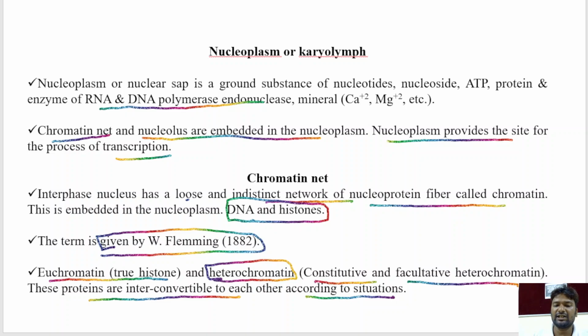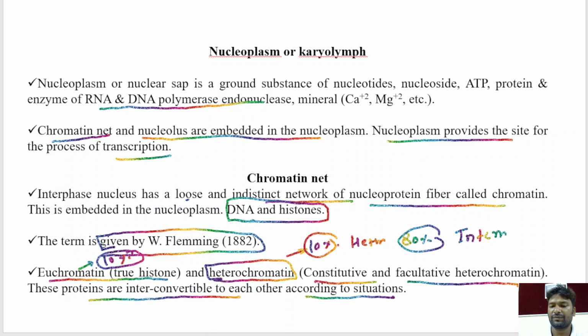So friends, generally in the cells, only 10% euchromatin is present and 10% heterochromatin is present, and the other 80% is in an intermediate form, which can be converted according to the situations.